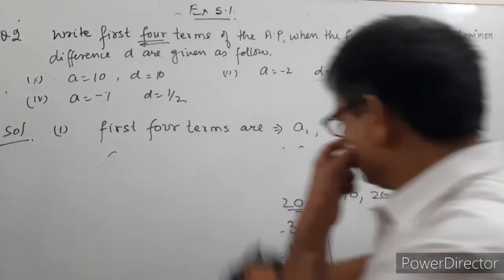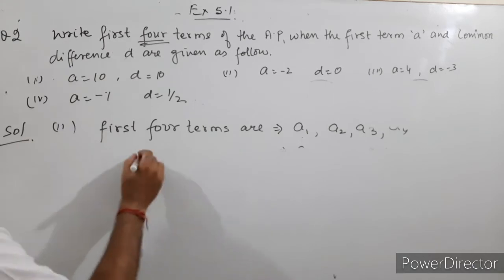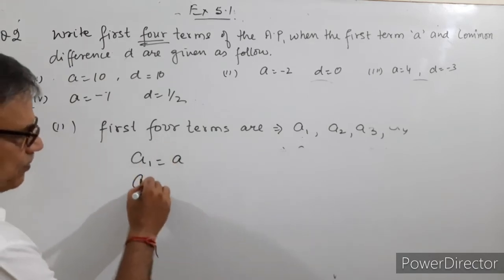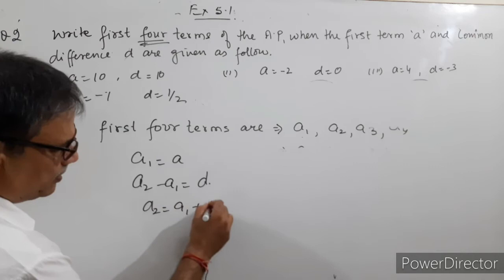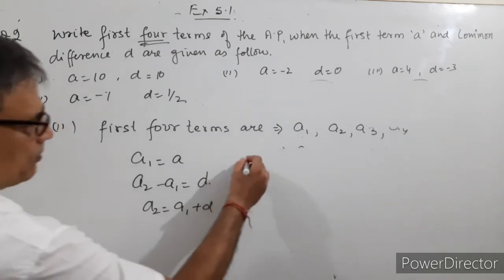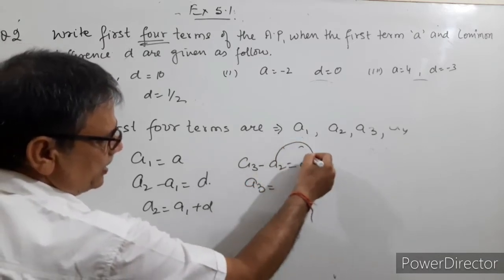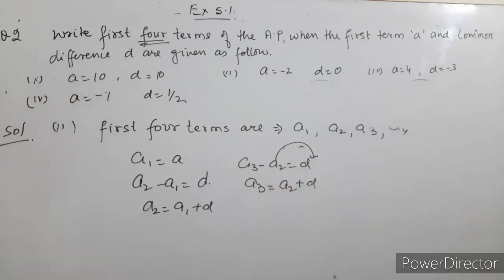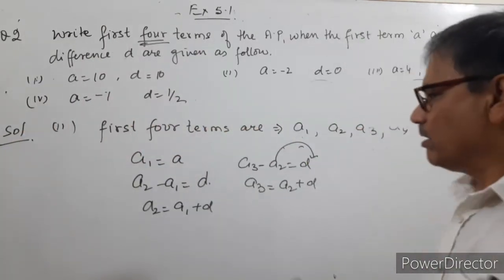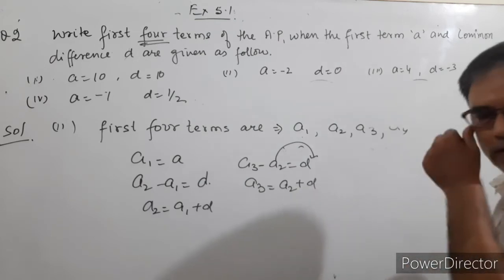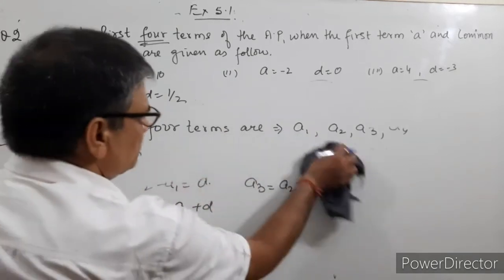Then the second part. Again, A1 is equal to A and A2 minus A1 is equal to D, so A2 is equal to A1 plus D. And A3 minus A2 is equal to D, so A3 is equal to A2 plus D. It means the next term always differs by D. Similarly, we can calculate A4.